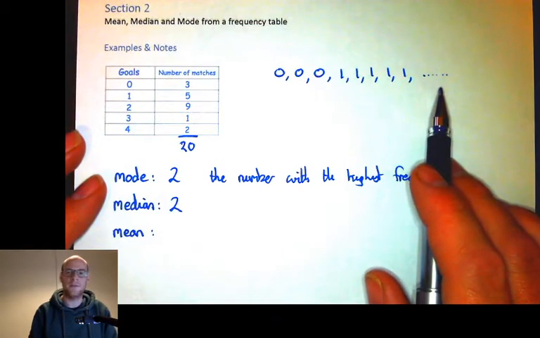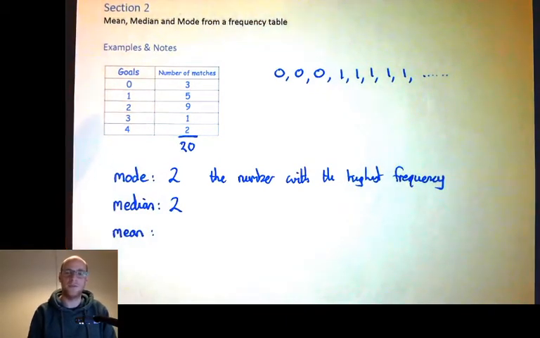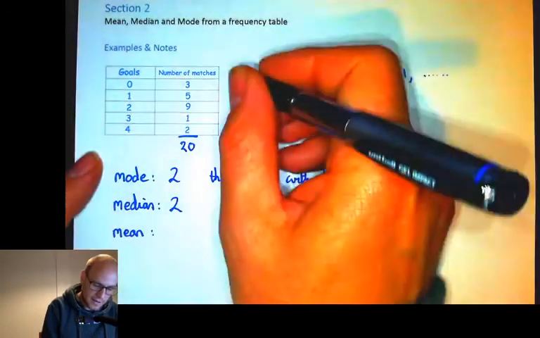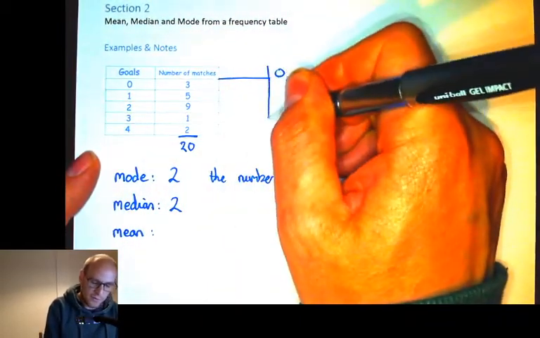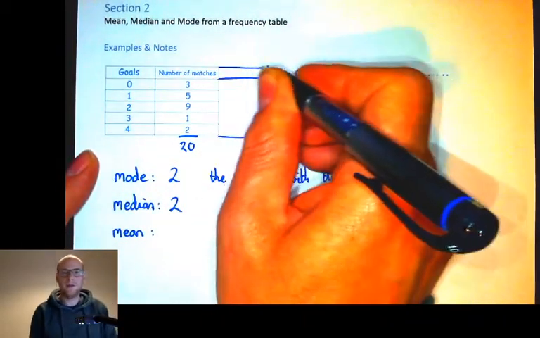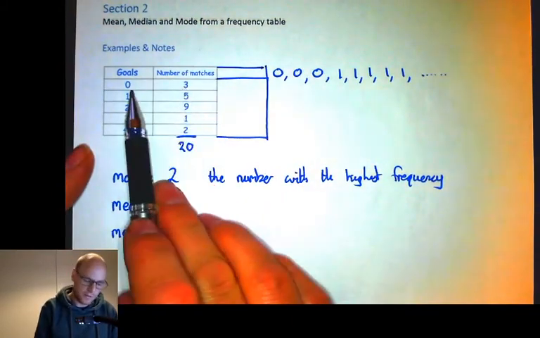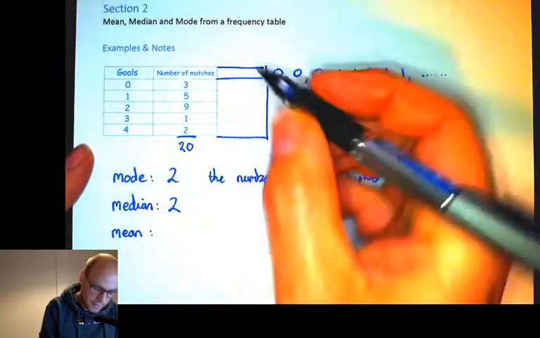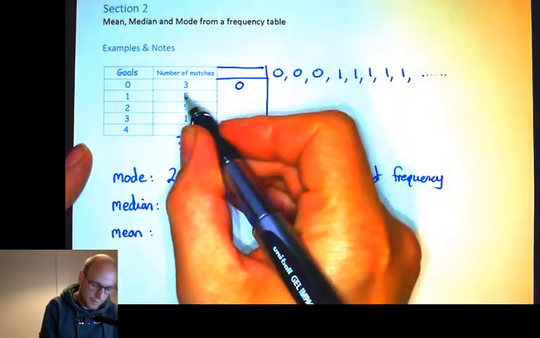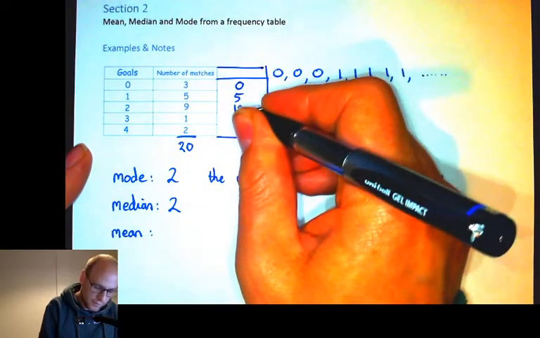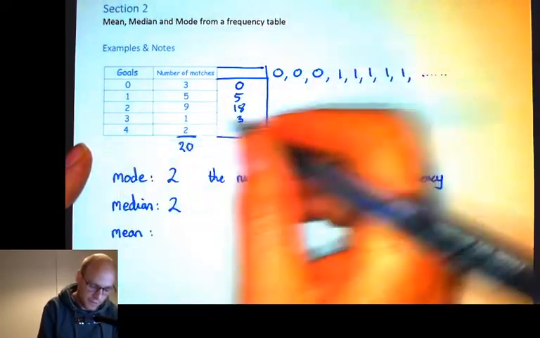What we've got to understand is the method we're about to do is equivalent to just adding every single bit of data together in that list and then dividing by 20. But we're going to do it in a cleverer way. What we're going to do is add an extra column to my table. And in that column, we're going to do these two numbers multiplied together. So 3 times 0 is 0. 5 times 1 is 5. 9 times 2 is 18. 1 times 3 is 3. 4 times 2 is 8.